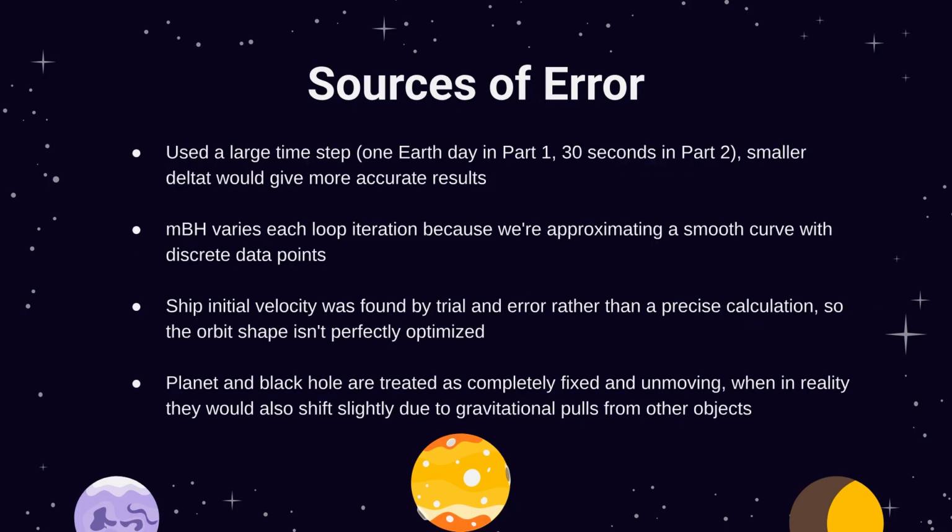For sources of error, the biggest error is the large time step. 1 Earth day in part 1 means big gaps between data points, which is why the mass of the black hole varies. In part 2, I found the ship velocity by trial and error, so it's not perfectly optimized. Also, both parts treat the most massive object as completely fixed, when in reality it would move a little bit.